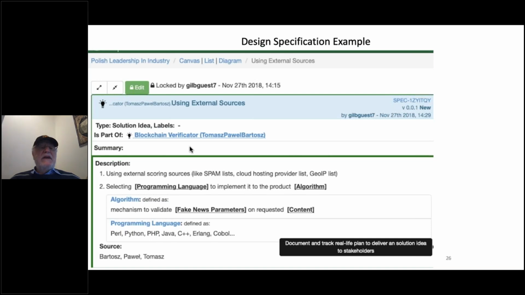Here's a very simple design specification example from a training course very similar to the BCS training courses we planned to hold and have held for about 7 years, courtesy of the specialist group on quality. And so here's a design tagged using external sources. It's a solution idea. It's part of some larger concept of design. There's no summary here, but they went straight to the description. So this is the description. Here are some ambiguous terms like programming language, which we've taken the trouble to define, and algorithm, which we've taken the trouble to define. So a fairly well-designed, fairly brief example of what I mean by a design specification. We'll see several more of those as we go along.